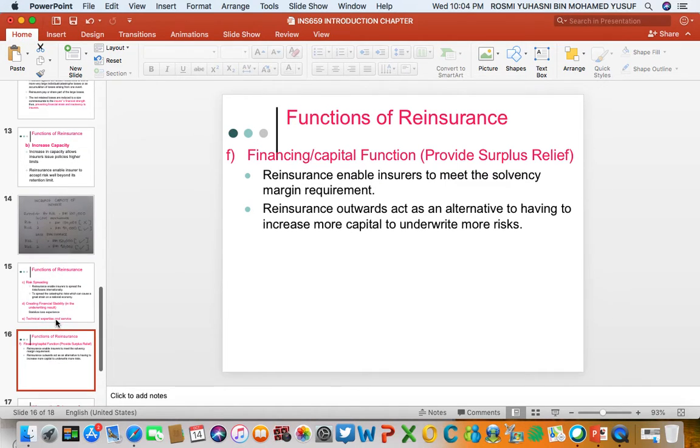So those are the functions of reinsurance. There are 6 functions of reinsurance. And that is all for the introduction part of the reinsurance.